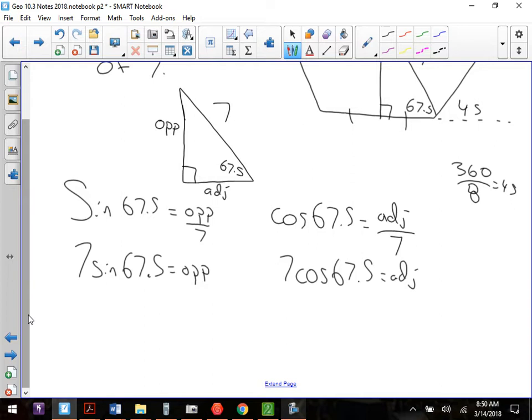Okay. When you type that in the calculator, 7 times the sine of 67.5, what do you get with 2 decimals, please? 6.47? Thank you. When I do 7 cosine of 67.5, what do we get? 2.68? Thank you, sir.